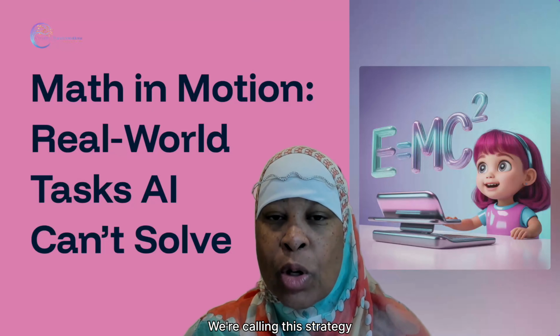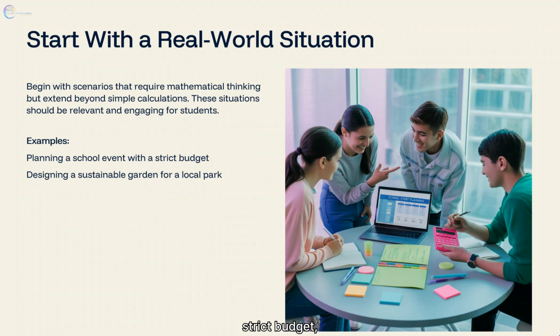For example, you can have students plan a school event with a strict budget, design a sustainable garden for a local park, compare rental car pricing models for a fictional road trip, or create a business plan for a student-run pop-up shop. These are scenarios where math shows up, but where it's only part of a bigger real decision.